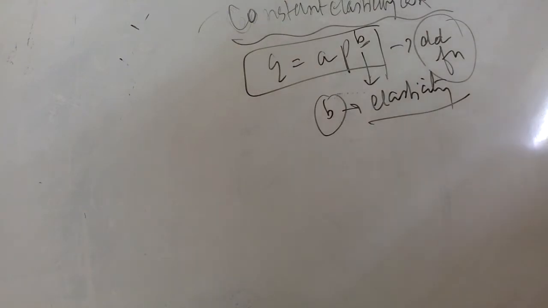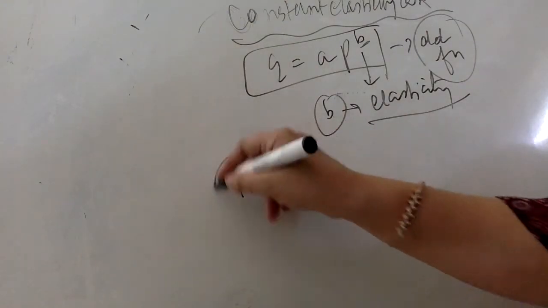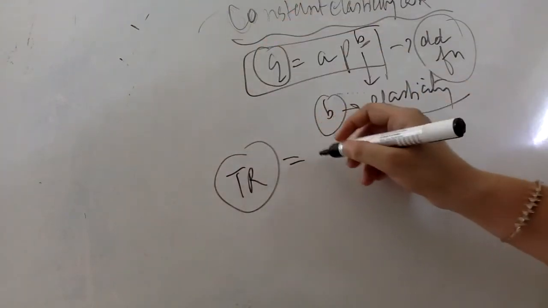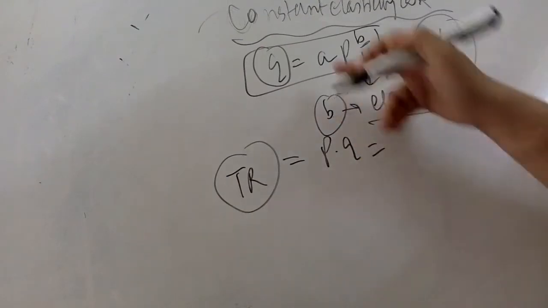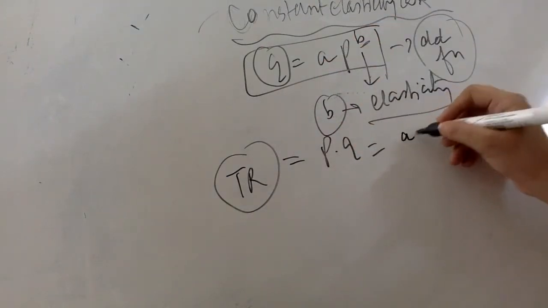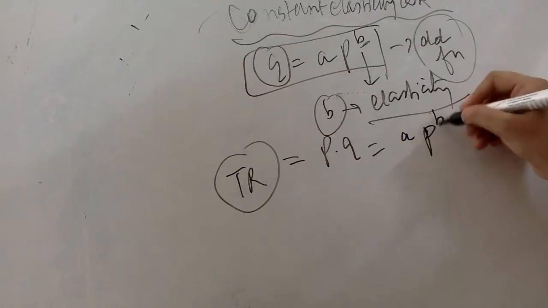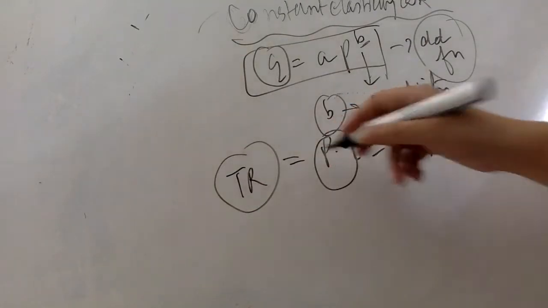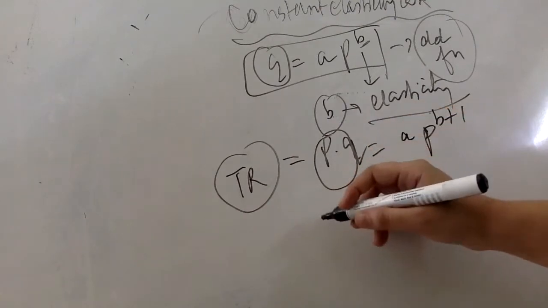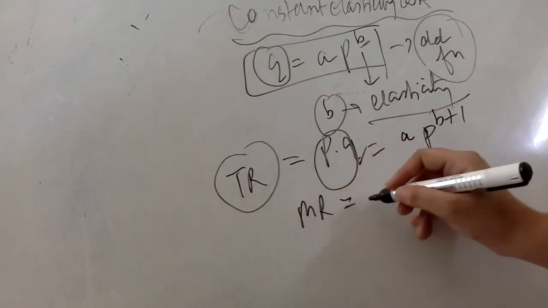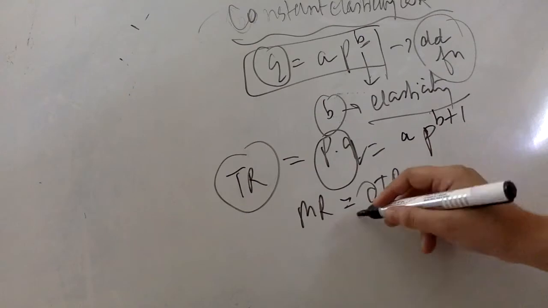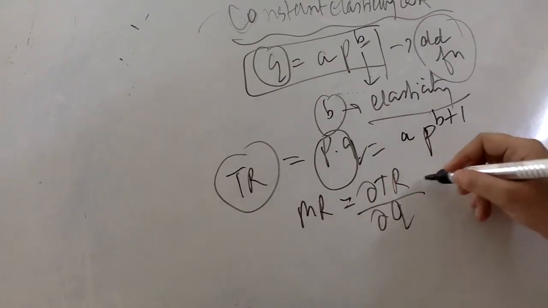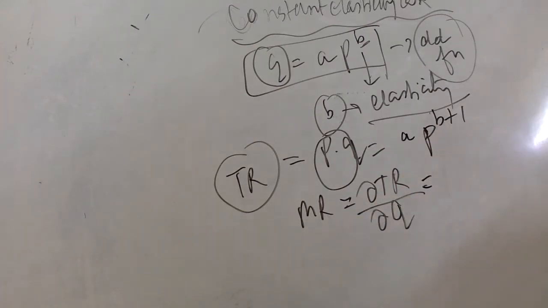Now we know how to compute MR. So first compute total revenue. This is my output, so I can compute total revenue as price into quantity. Just multiply it with quantity, we get A times P power B plus 1. Okay, this becomes my total revenue. Now you compute MR. How do we differentiate total revenue by quantity? What do we get?